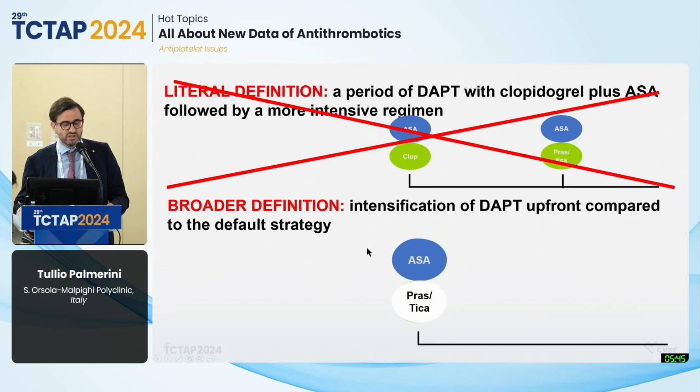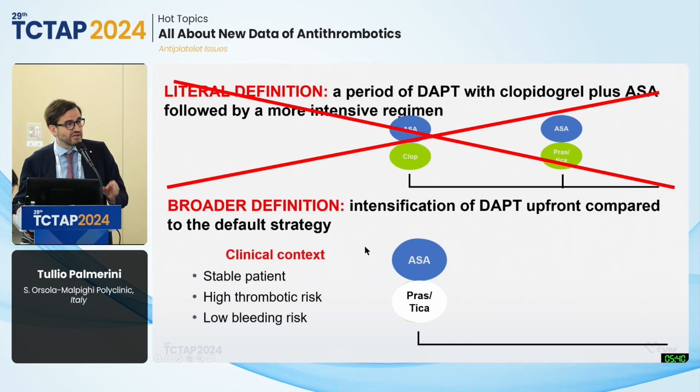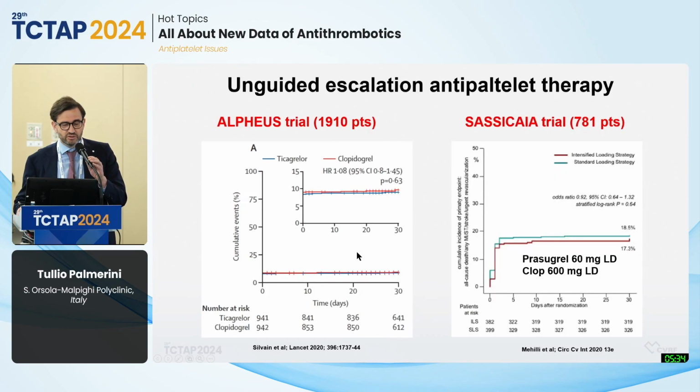Now we decide to give ASA and escalate to prasugrel or ticagrelor. The clinical context would be that of a patient with stable coronary artery disease, a high thrombotic risk, and low bleeding risk. So we have two trials on unguided escalation antiplatelet therapy: ALPHEUS, almost 2,000 patients, ticagrelor versus clopidogrel, and SASSICAIA, almost 1,000 patients, prasugrel 60 mg loading dose versus clopidogrel 600 mg loading dose.